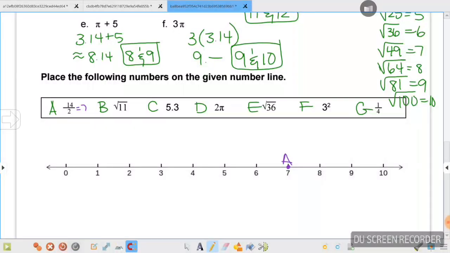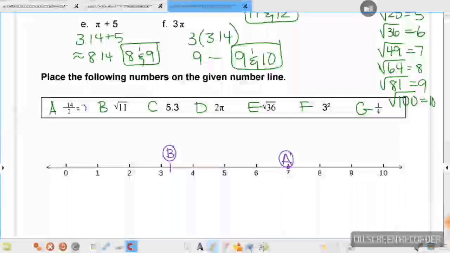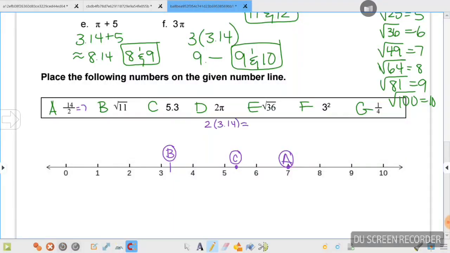B, the square root of 11 is between 9 and 16, which is between 3 and 4. It's closer to 3, so B would be approximately right there. C, 5.3 is just a little bit more than half, so it's approximately there. D, pi is 3.14, so 2 times 3.14 is going to be approximately 6.28, which is about right here.